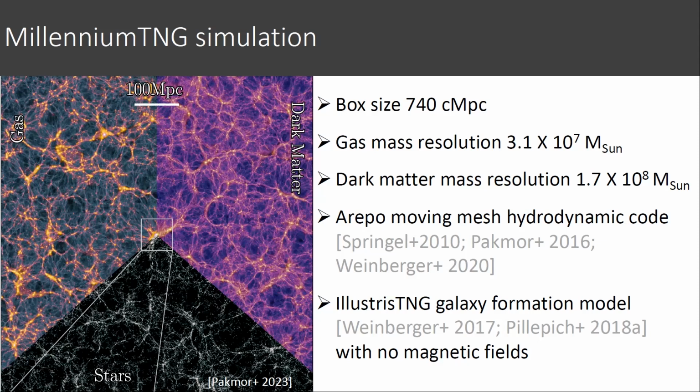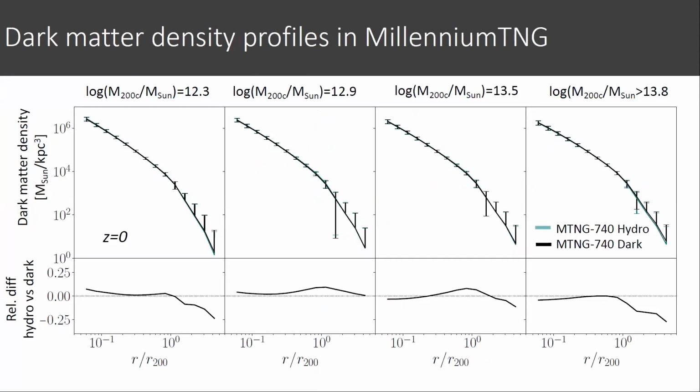So now in my case, I took the flagship hydrodynamic run of the Millennium TNG simulation and its dark matter only counterpart, and I repeated the analysis of the concentration mass relationship, but going towards higher masses. So first things first, I had a visual inspection of the dark matter density profiles in the two simulations. I had a look at the relative difference between the two within the virial radius. Typically, the differences are around 10–15%.